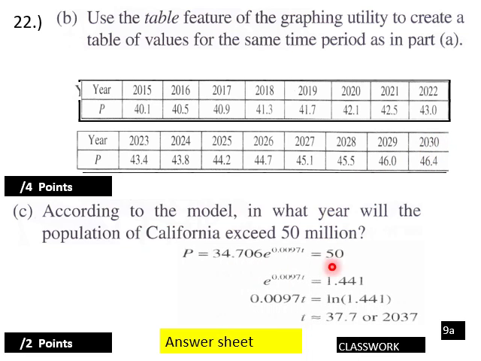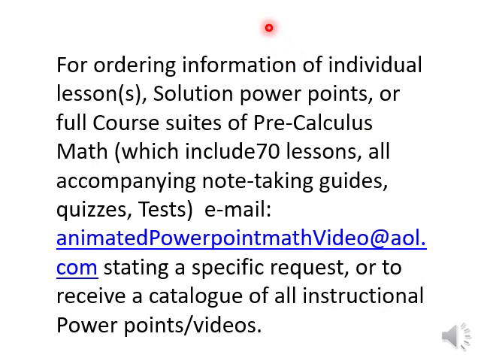So when will it hit 50 million? We make this function equal to 50, and when we crank it through, we find 37.7, or 2037. So it will reach 50 million population in 2037. And that is our lesson for today in pre-calculus.